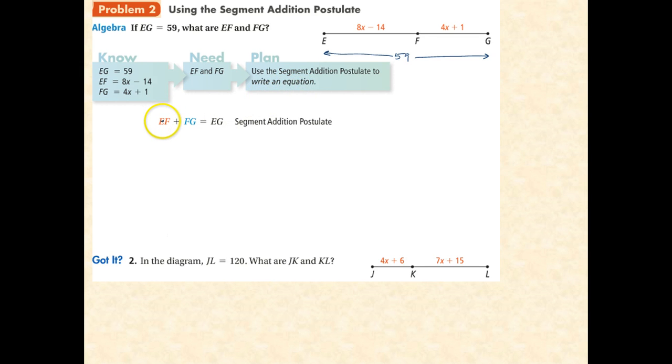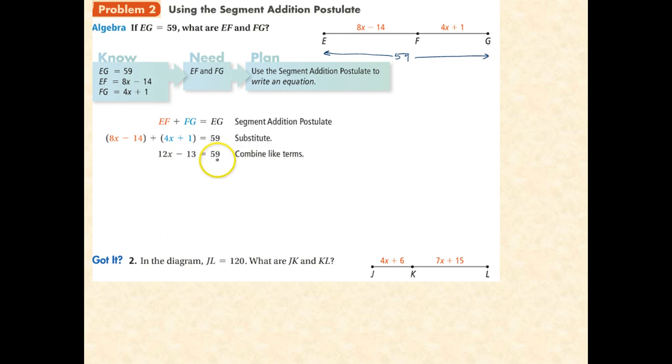The segment addition postulate says that the length of segment EF plus the length of FG equals the length of EG. Now we can just substitute those things that we know. I know that EF is 8x minus 14 and FG is 4x plus 1, and I know that EG is 59. Now I can simplify the left side here by combining like terms. 8x plus 4x is 12x. Negative 14 plus 1 is negative 13.